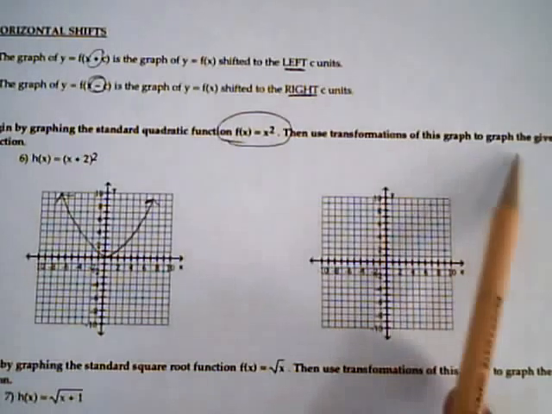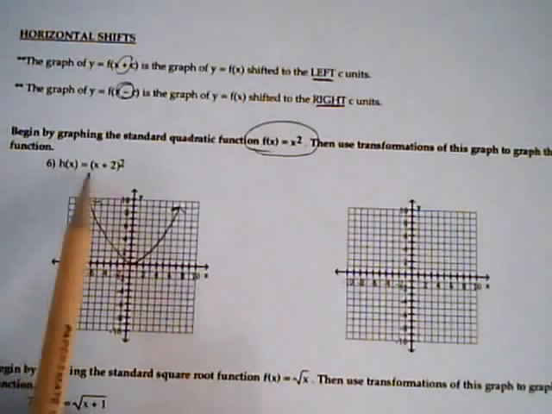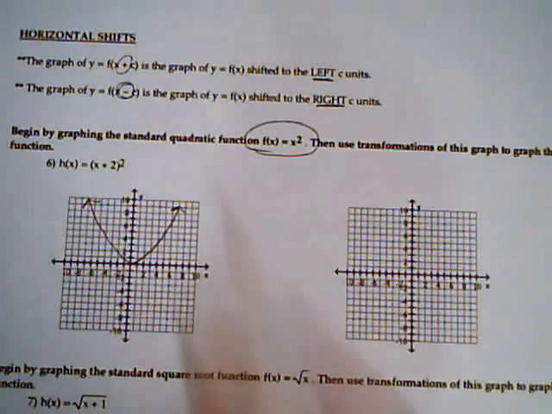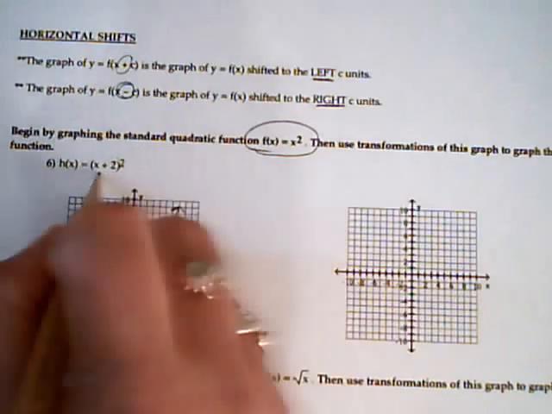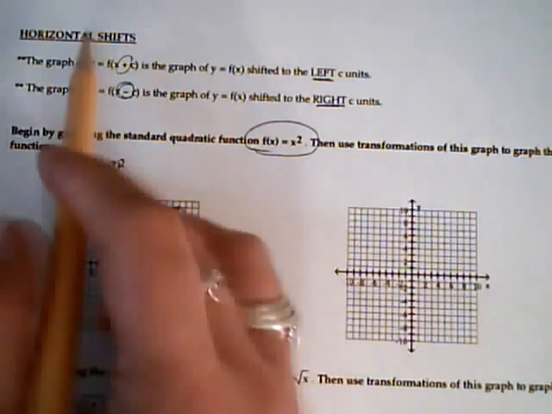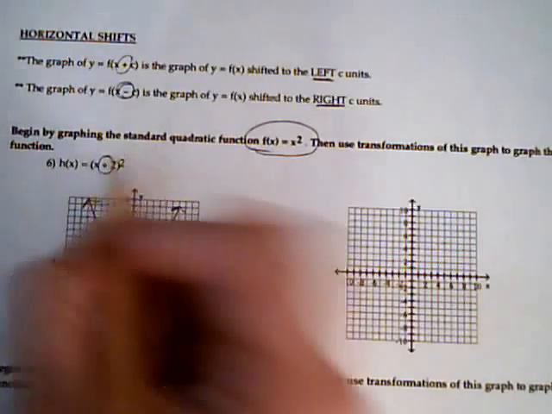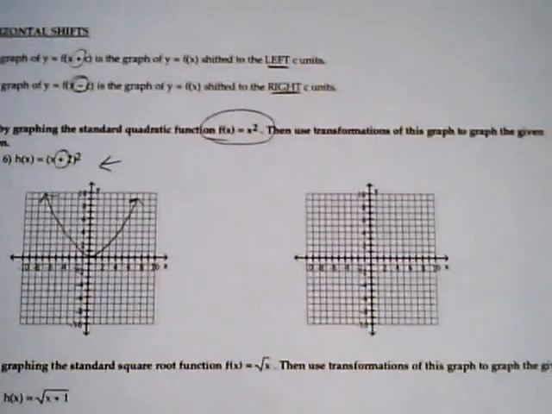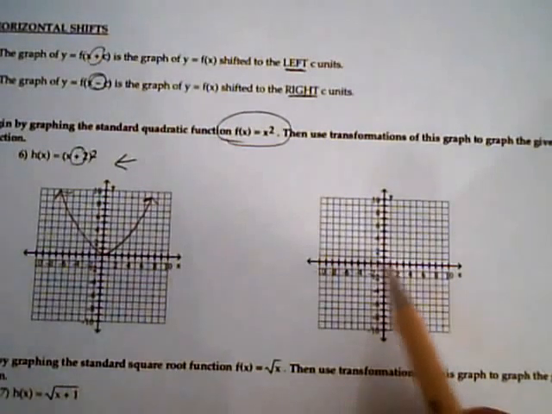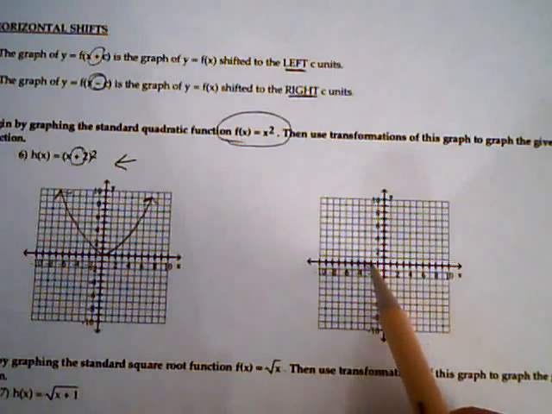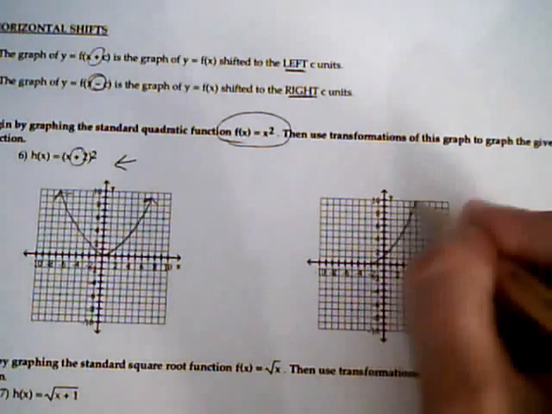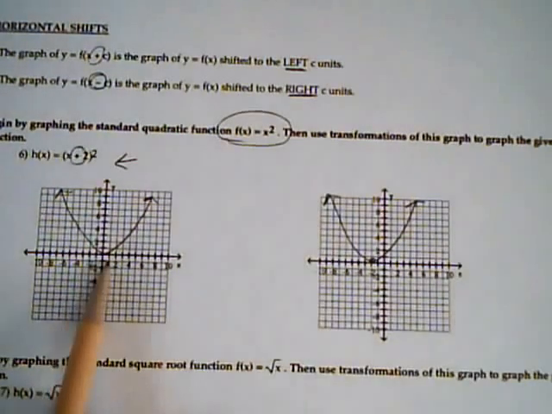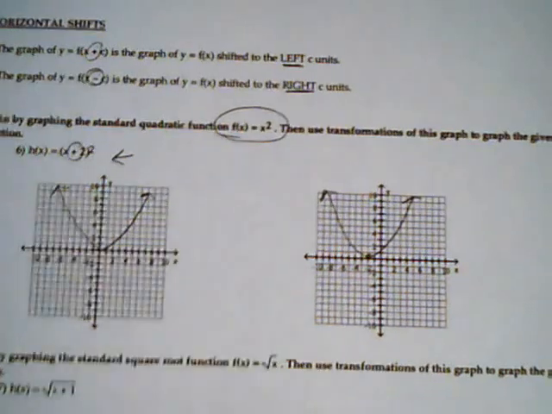And then the transformation of this graph is h of x equals x plus 2 squared. So my constant is what I call in the container. It's in the parentheses with the x. So that means it's going to be a horizontal shift. Because it's positive, it's going to go to the left. So it's going to be shifted to the left 2 units. So instead of being at 0, 0, my vertex would be at negative 2, 0. And then I would have the same shape parabola. It's just this graph moved over 2 units to the left.